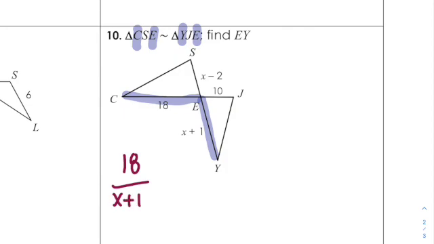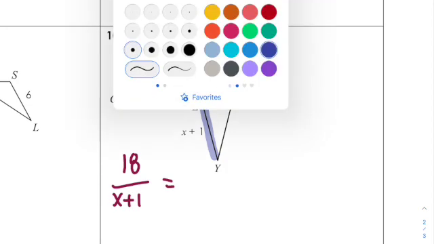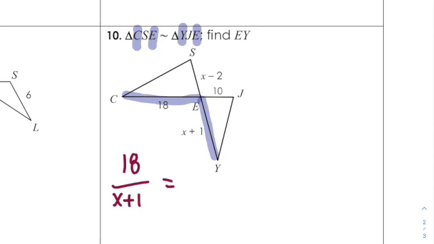It's not always in the best places, right? So that's why you gotta look at the similarity statement. And then of course CE was on this triangle, also on this triangle is x minus 2. So I'm going to do x minus 2, which is SE. SE is proportional to JE. So 10 over 10. Then we start doing our cross product property.